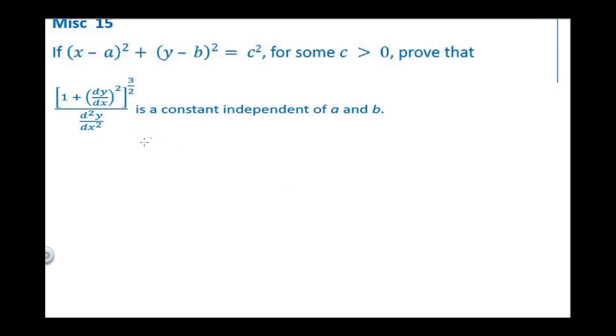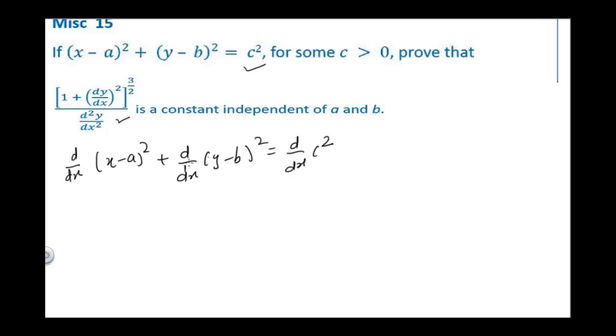In doing so, let us first differentiate this, where c is a constant and greater than 0. We have to express this answer as independent of a and b. A and b should not come in the answer for this expression. Now differentiating it, we have d/dx of (x minus a) whole square plus d/dx of (y minus b) whole square equals d/dx of c square.